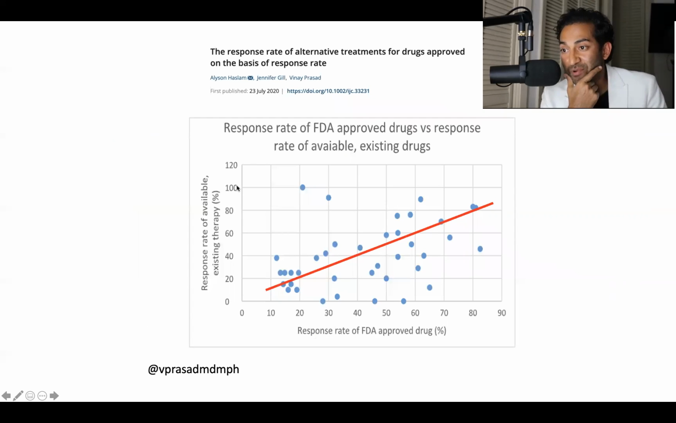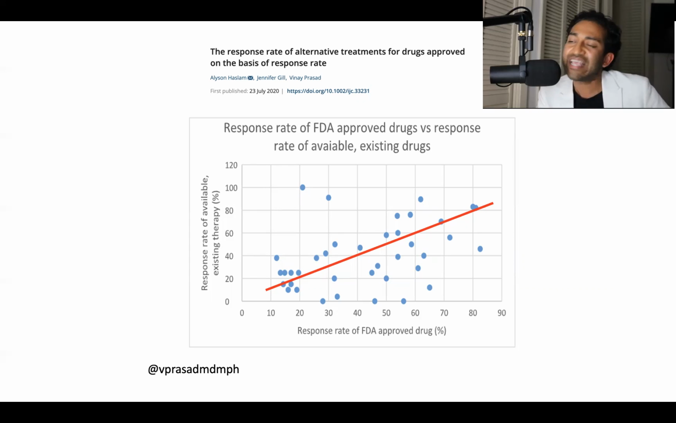This is a great paper by Alison Haslam, who works with me. I give her a lot of credit. She did a really nice paper here. It's called The Response Rate of Alternative Treatments for Drugs Approved on the Basis of Response Rate. Whoa, what does that mean? Alison does something quite simple. On the x-axis, Alison is saying, what's the response rate of a drug that was approved on the basis of response rate? She's basically plotting Emerson's figure right here on the x.